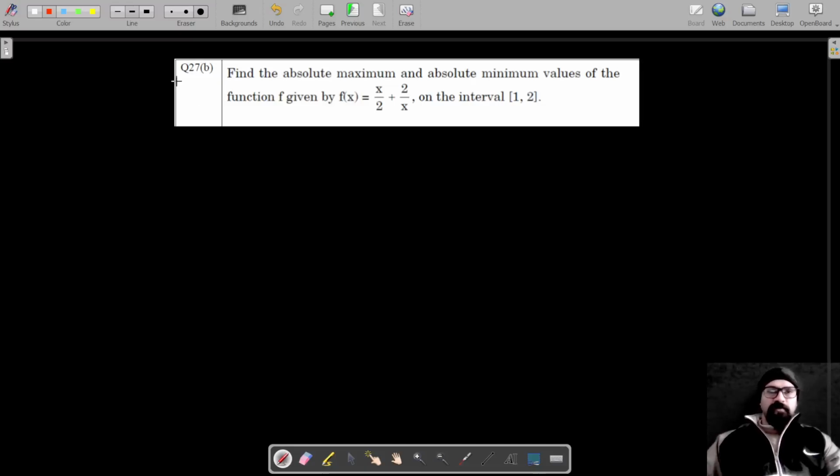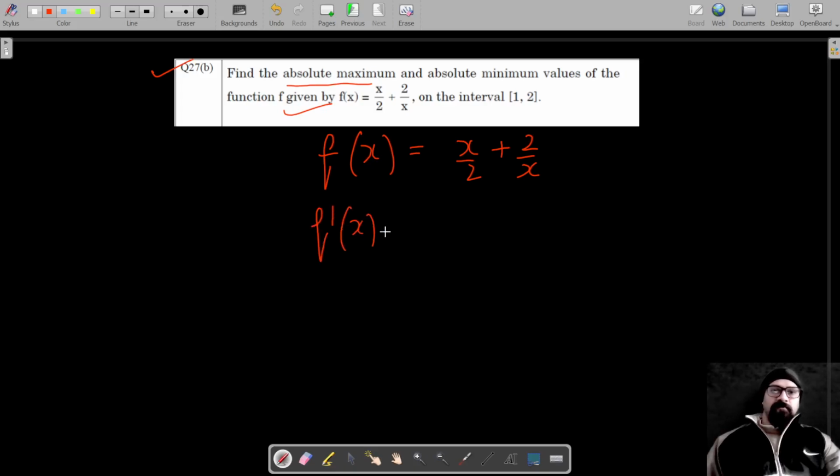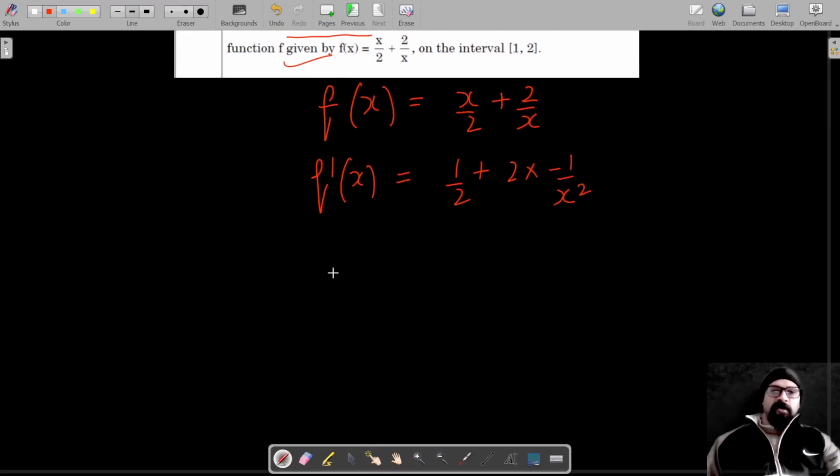Okay, for question number 27, part B, we have to find the absolute maximum and absolute minimum value of the function given by f of x on the closed interval 1 to 2. So this is our function, f of x is equal to x by 2 plus 2 by x, and differentiating this with respect to x gives 1 by 2, and 2 into the differentiation of 1 by x is negative 1 by x square. Finally, the derivative is 1 by 2 minus 2 by x square.